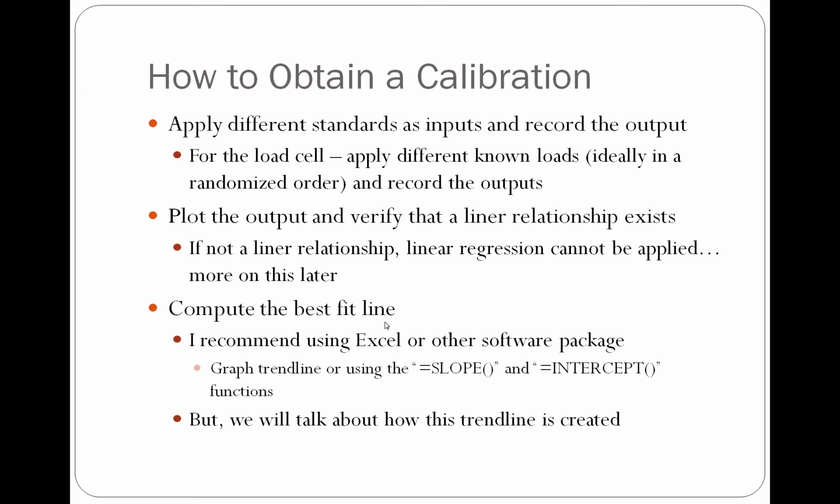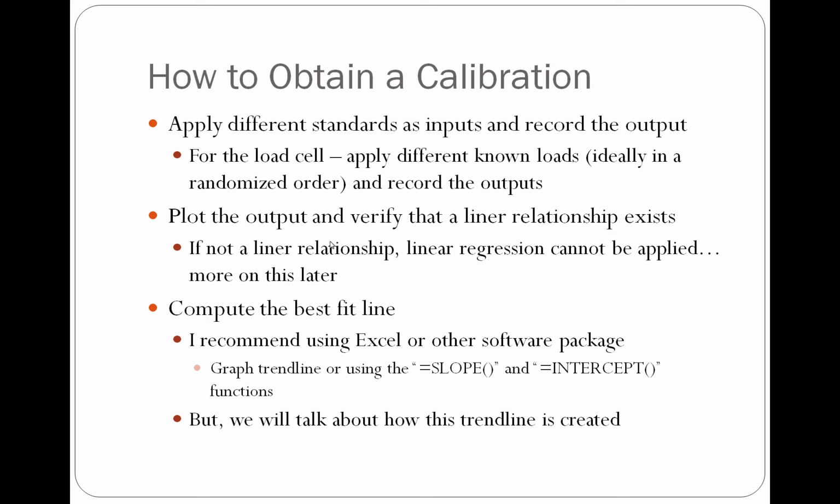All right, so how we obtain a calibration is by applying different standards as the inputs. For the load cell, this means that we're going to apply different known loads. Ideally, we'd do this in a randomized order, and we would record the output. So for the load cell, we're going to hang different weights from the load cell and record the voltage output of that load cell. But in general, for any transducer, we're going to look at the relationship between the output and the applied standard input.